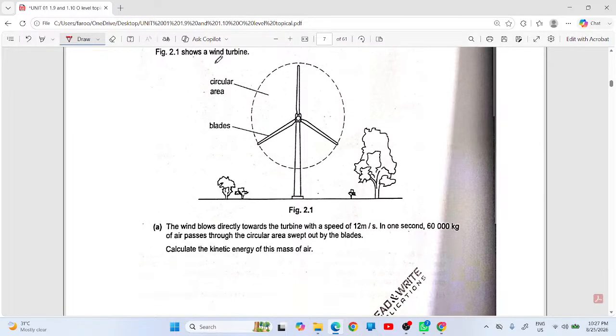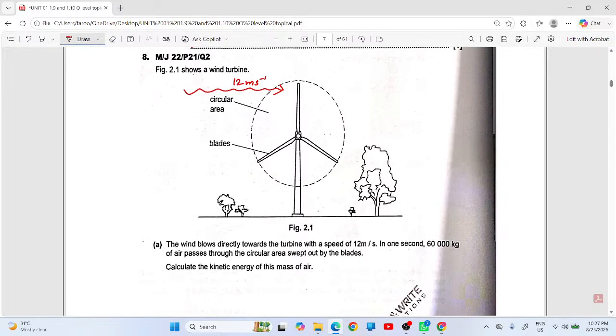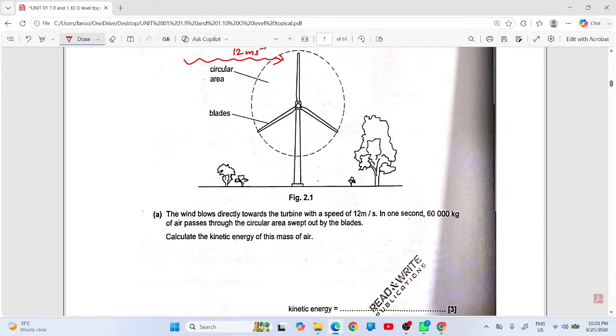Figure 2.1 shows a wind turbine. The wind blows directly towards the turbine blades with a speed of 12 meters per second. In 1 second, 60,000 kg of air passes through the circular area swept out by the blades. Calculate the kinetic energy of this air.